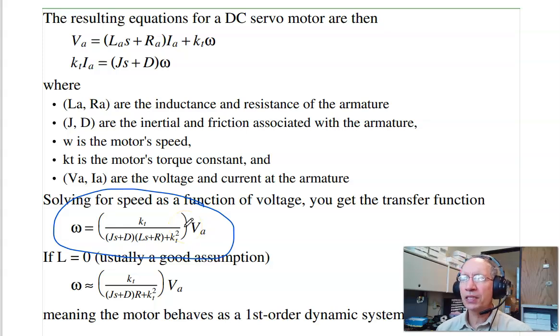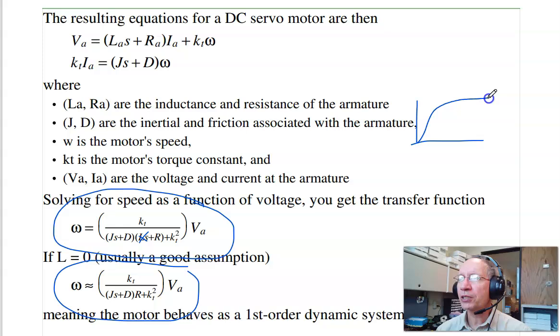Now, typically the inductance is very, very small, so you can usually ignore it. If you ignore the inductance, you wind up with a first-order differential equation relating voltage and speed. What that means is if I apply a step change in voltage, the speed ought to behave like a first-order differential equation, and the parameters determine that model.